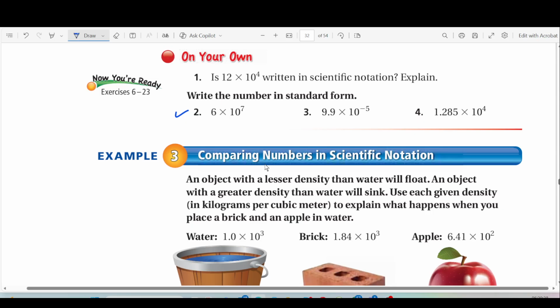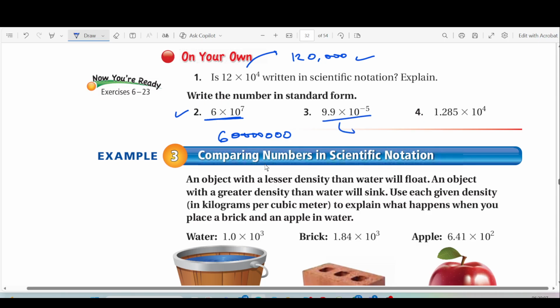120,000. Yes, that's correct. Good. Just tell me how many zeros I should put. Oh, 7. Yes, there would be 3, 4, 5, 6, 7 zeros.